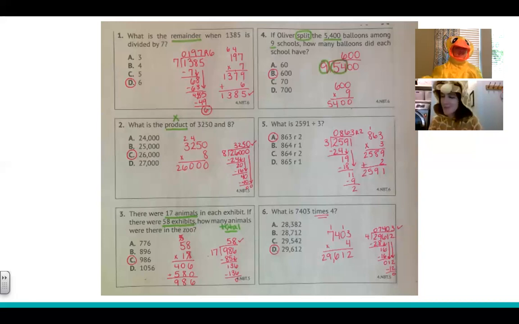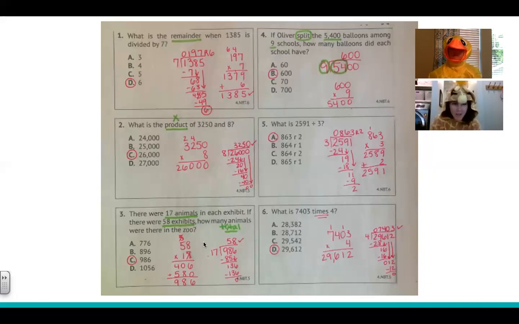All right, and then on number 2, they were trying to trick you because they threw in the word product here. And I know product means times or multiplication. So what is the product of 3,250 and 8? We solved that right here. We had to be a little bit careful with all those zeros. And because we're practicing division, we went ahead and checked it. So 26,000 divided by 8, again, it was a lot of zeros to work with, but if we went slowly and like Mrs. Moore said, did it on a separate piece of paper so we had plenty of room, we would see that it checked out. And so my answer is C, 26,000.